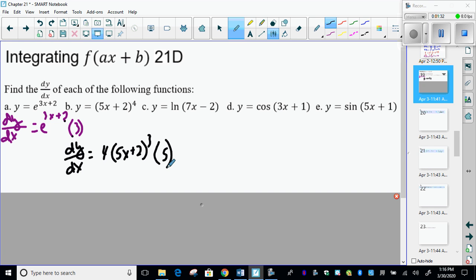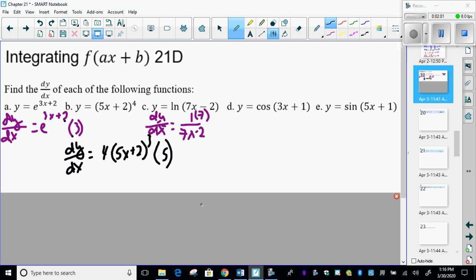So now for part C, I take the derivative of the natural log of f of x, which means dy dx. The derivative for the natural log of x is 1 over f of x times the derivative of the inside, so times 7. So I'll just put the times 7 up top here. So it's the derivative of the inside over f of x.